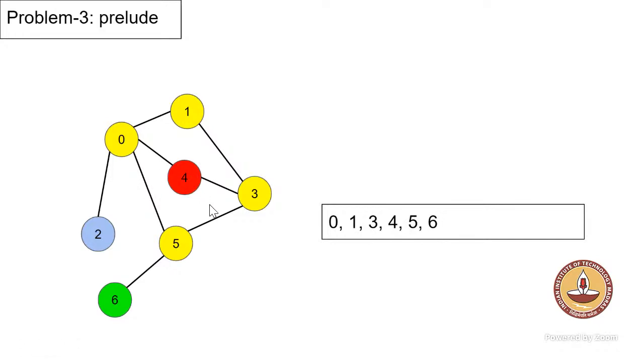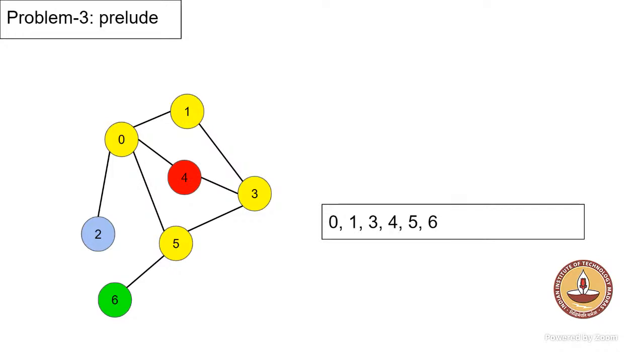Ma'am, we went from 3 to 5, right? 4 was not there, ma'am. By mistake we added 4 in the list. Since 0 and 3 are connected to 4, we left 4 and we came to 5.